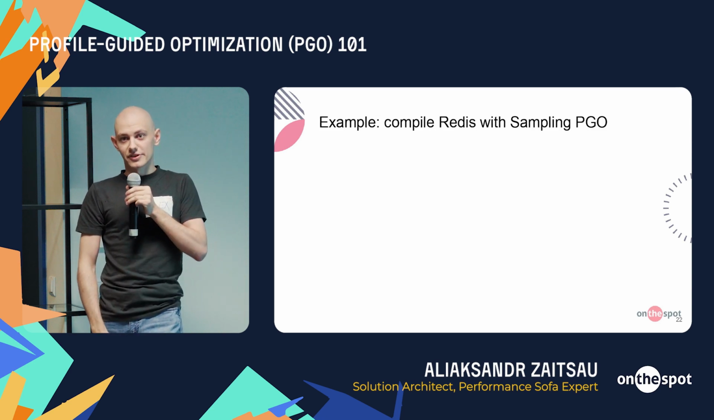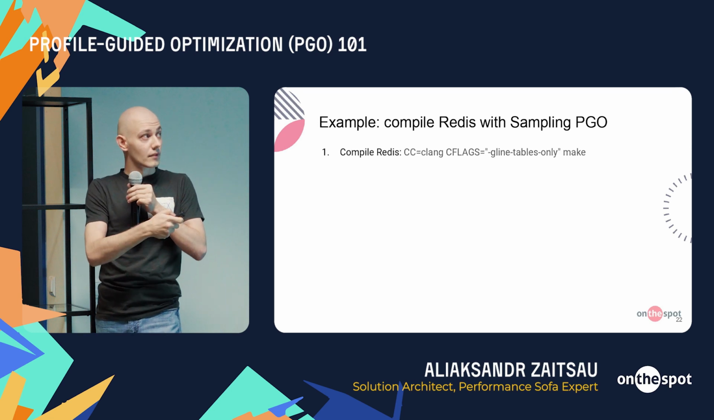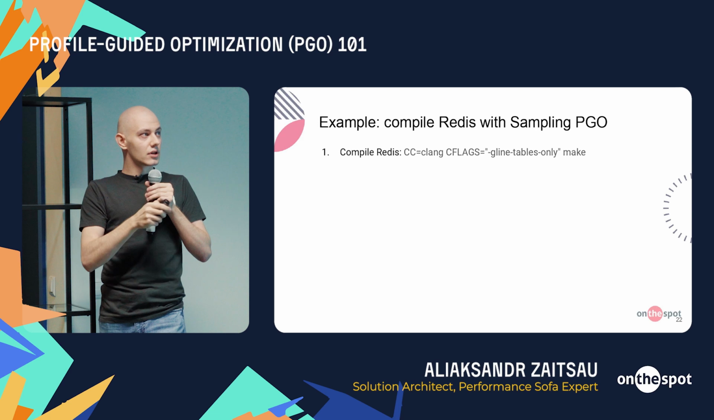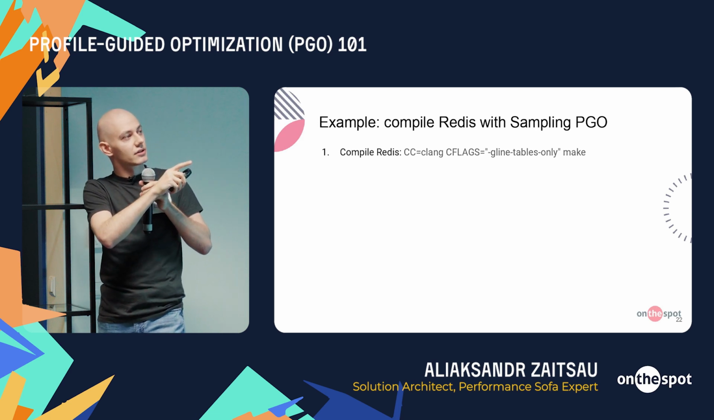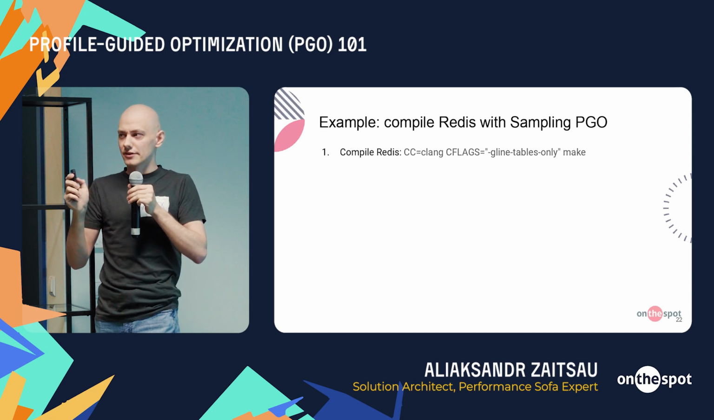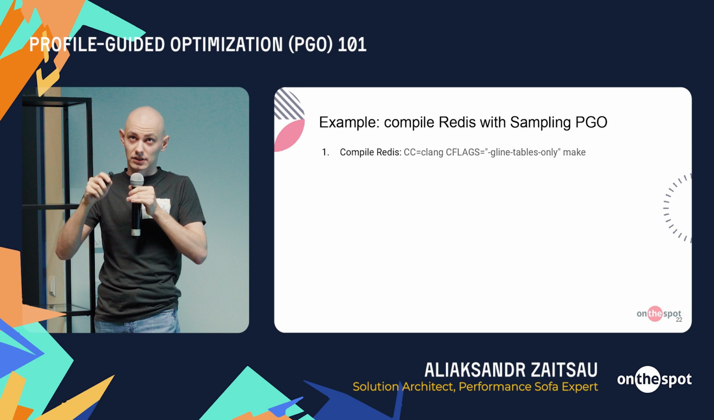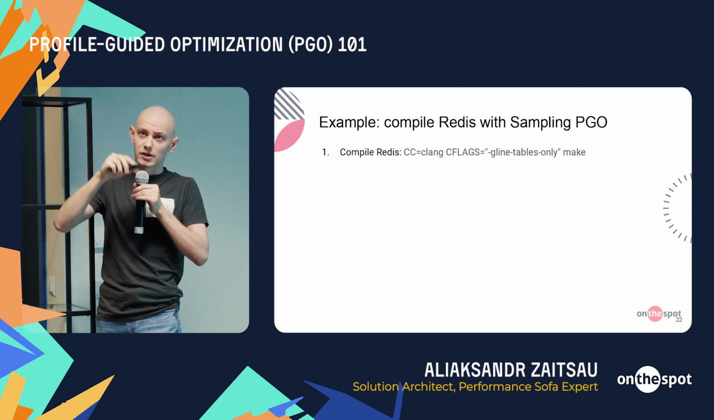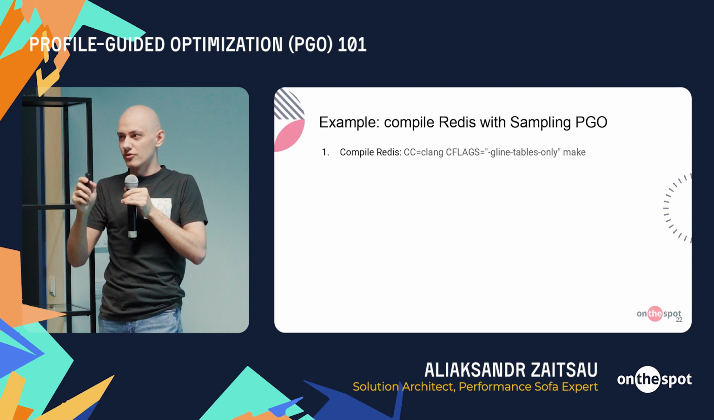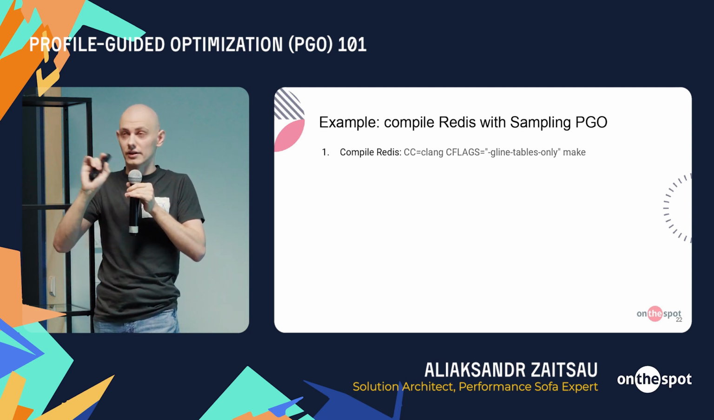Once again, let's try to recompile Redis, but this time with sampling PGO. Compile your usual Redis, almost usual. Here we see one additional compiler switch, gline-tables-only. Nothing critical, it just inserts some additional information about how your assembly code is mapped to the source code. It doesn't affect performance of your application, almost doesn't. Okay, it doesn't.